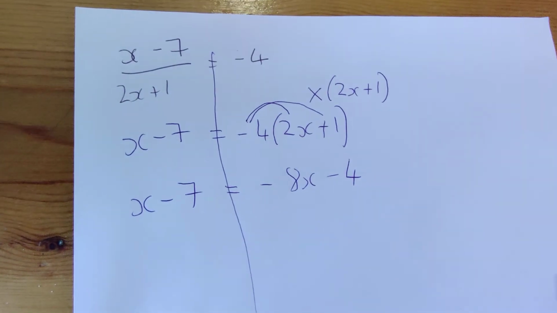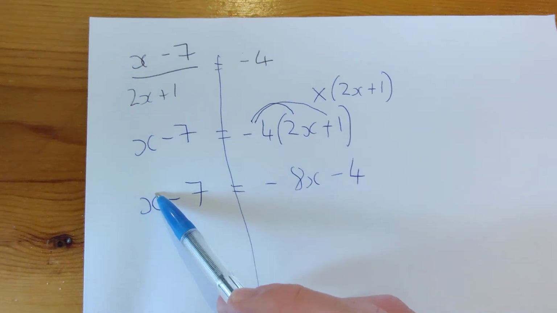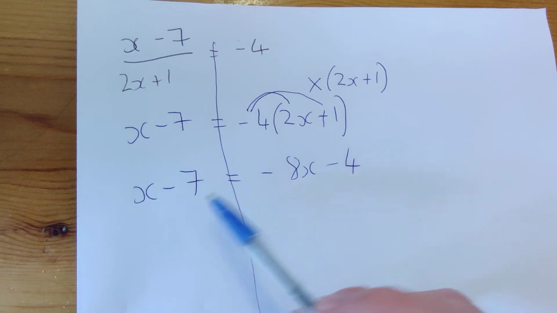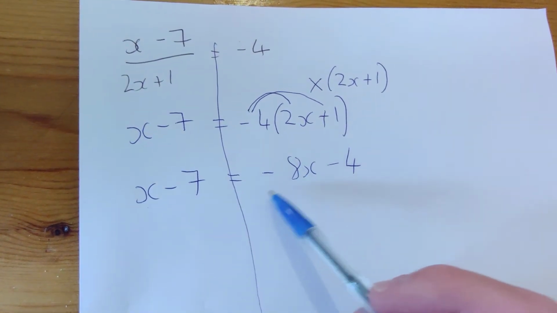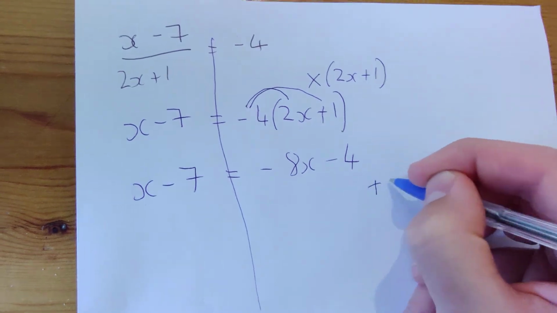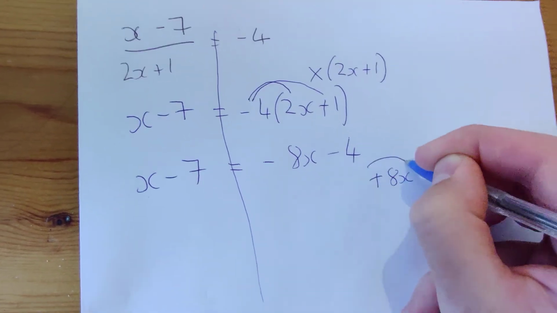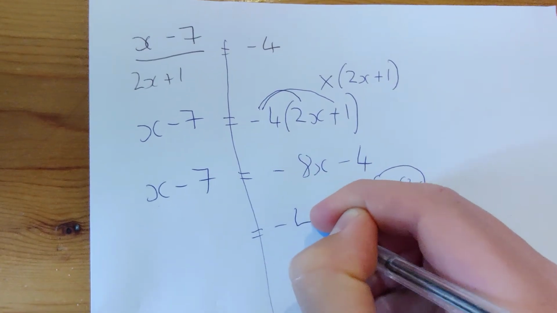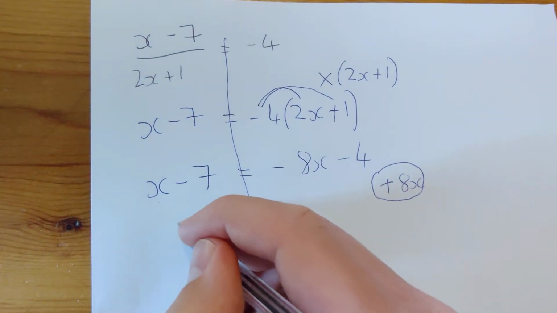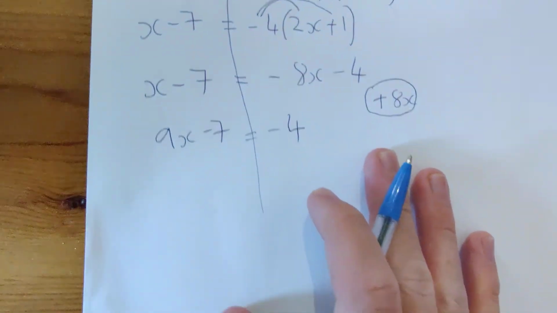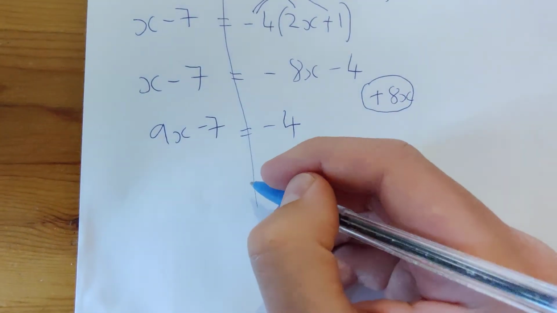And like I mentioned a minute ago, here I've got an x here that I could get rid of, but I've got a minus 8x here. Now I could take this x away, but then I'd still have negatives. I've got an opportunity to get rid of my minus 8x. So to get rid of it, I'm going to plus 8x to both sides. That gets rid of my minus 8x and leaves me with just minus 4. Plus the 8x the other side gives me 9x minus 7. Starting to look much more friendly now.